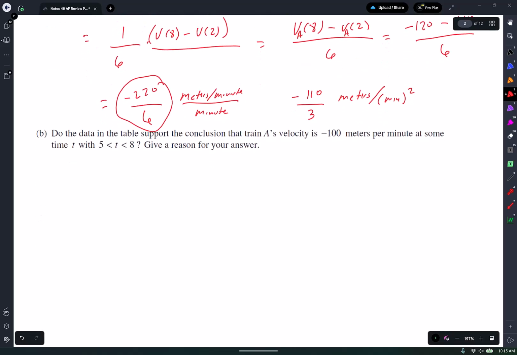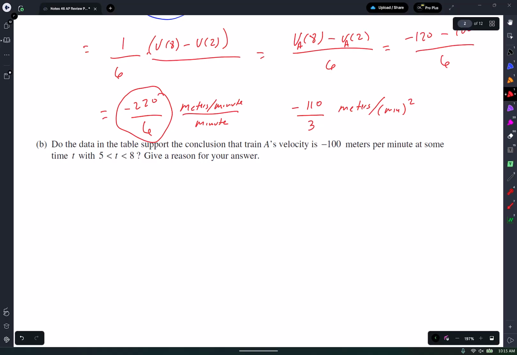All right. Ms. Henderson, do you want to read letter B for us? Here's the data in the table. The data in the table support the conclusion that the train's velocity is negative 100 meters per minute at some time t in between 5 and 8. Give a reason for your answer.